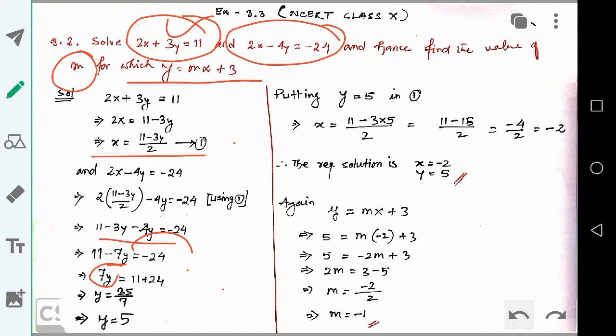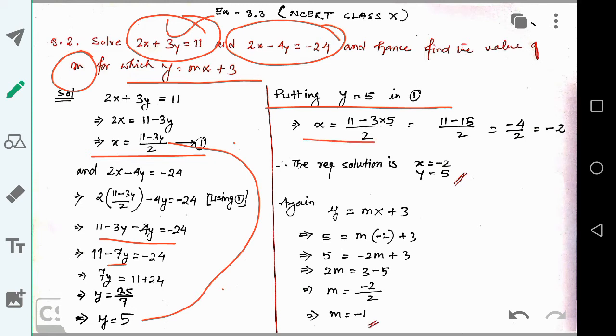Now you see let us put this value of y in equation number 1. Putting y = 5 in 1, we get x = (11 - 3 × 5)/2. Here in 1 there was y, so as we have got y = 5, we have written 5 here. Then 3 fives are 15. Now 11 - 15 gives -4, divided by 2 gives -2. So this is the value of x. So the required solution is x = -2 and y = 5.